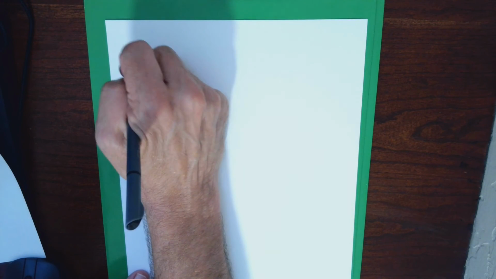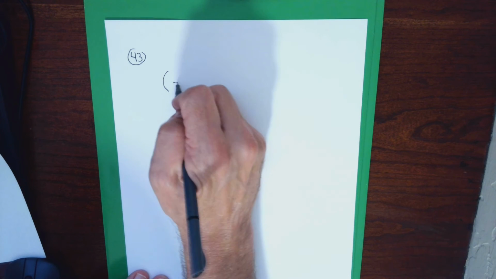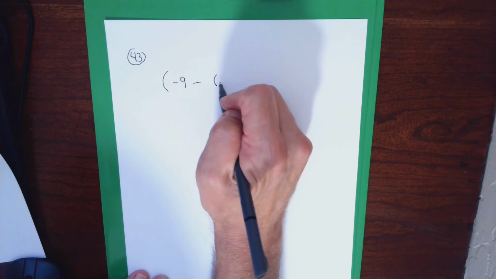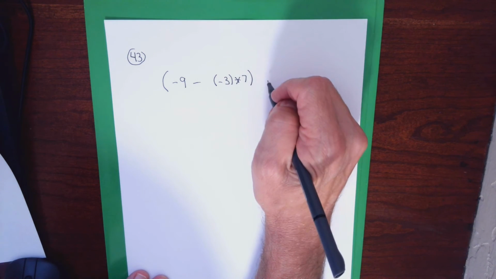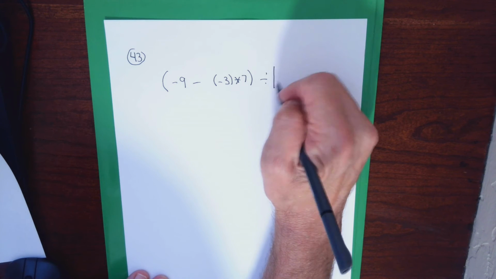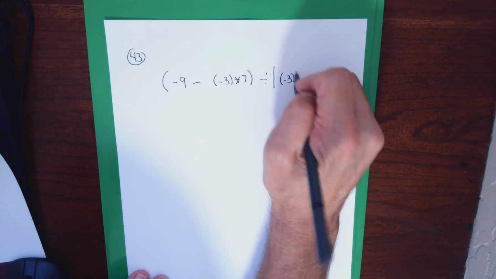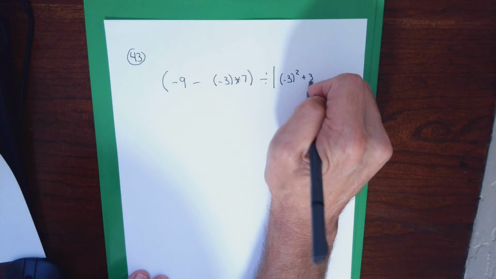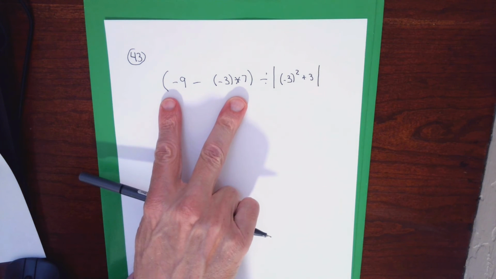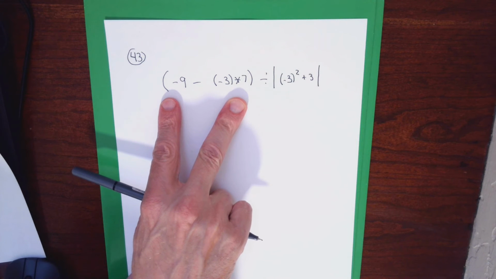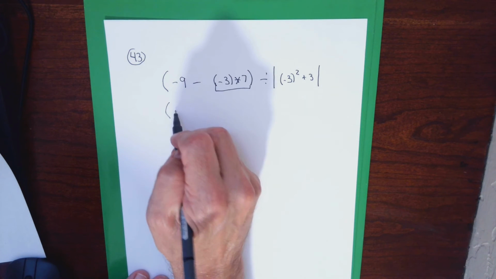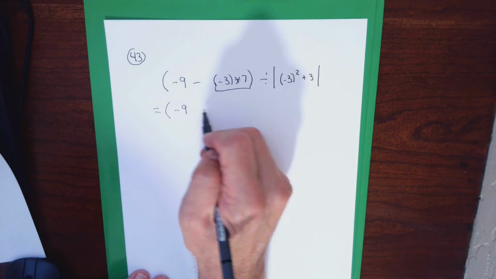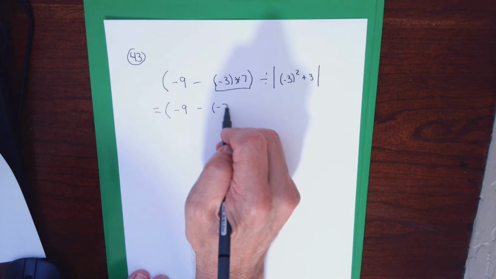So 43, just so we can make sure we're all on the same page, the problem is -9 minus -3 times 7, close out my parentheses, divided by absolute value of -3 squared plus 3. Working on the first parentheses first, I need to do both parentheses, get them down to a single number. And inside that first parentheses, I need to do the multiplication before the subtraction. And -3 times 7 is -21.